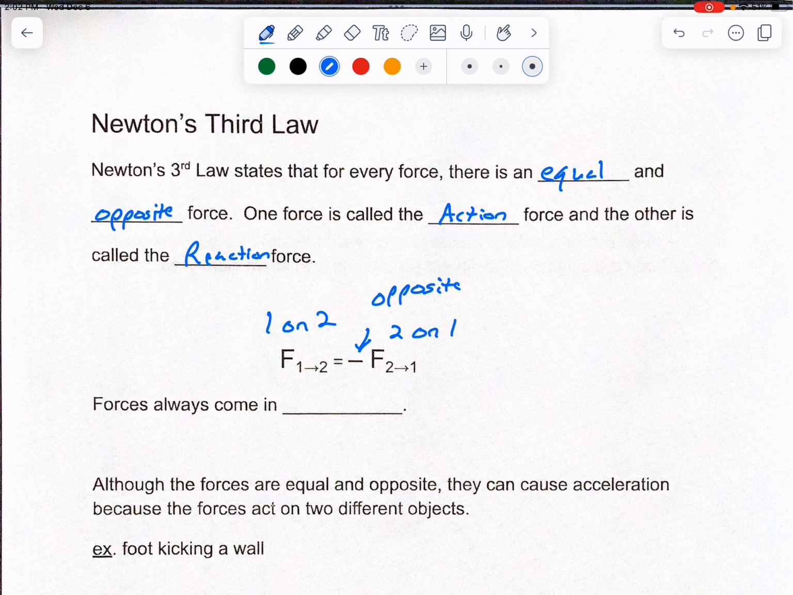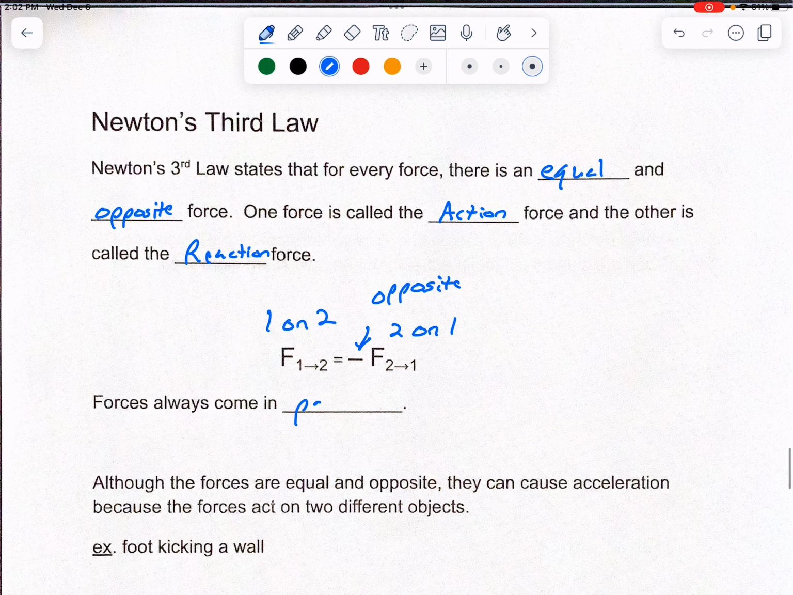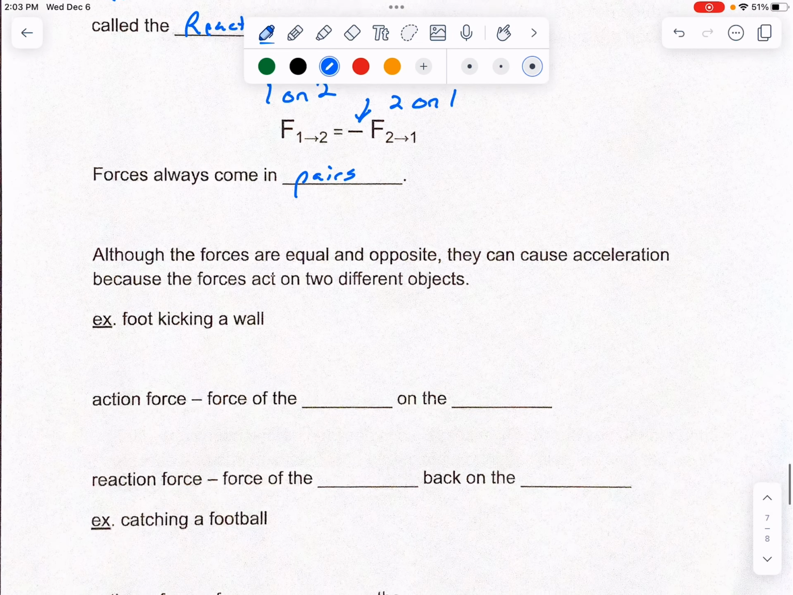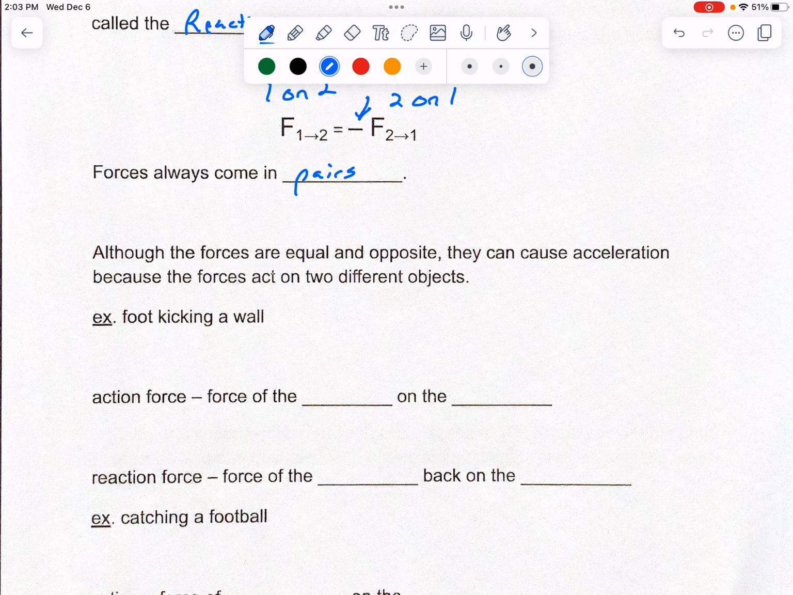So if you were to push against a wall, that is you exerting a force on the wall. That wall is going to exert the exact same force back on you. So forces will always come in pairs. Although the forces are equal and opposite, they can cause acceleration because the forces act on two different objects. So we can have acceleration.